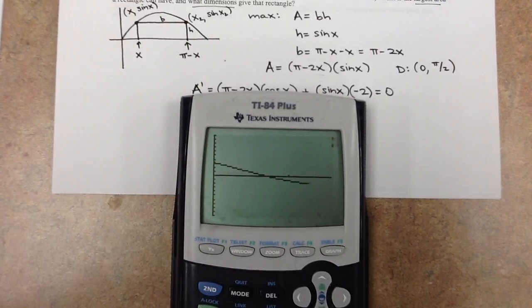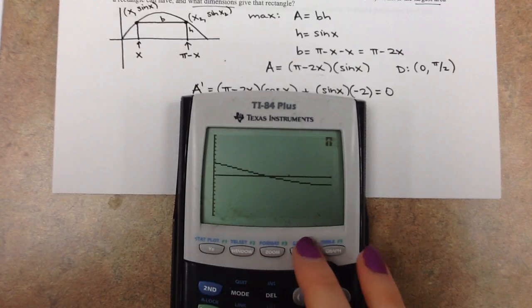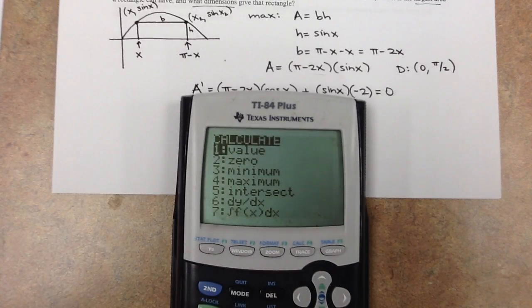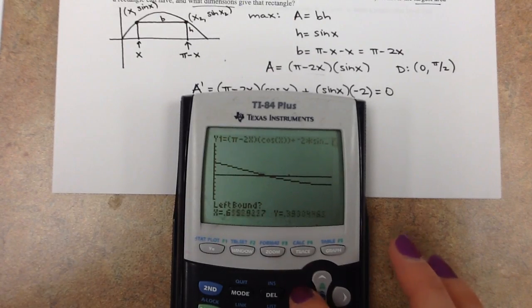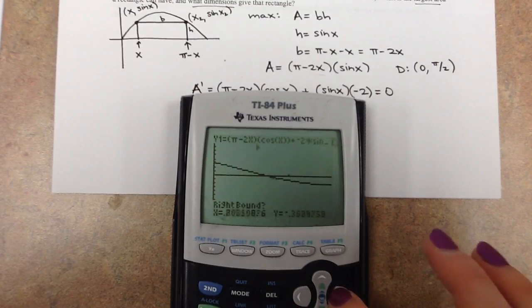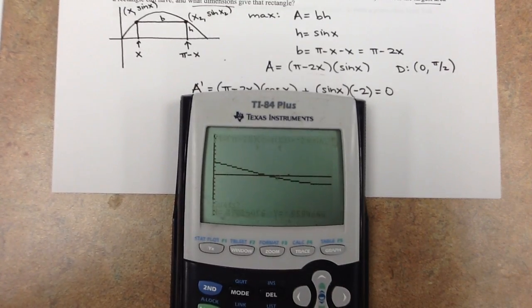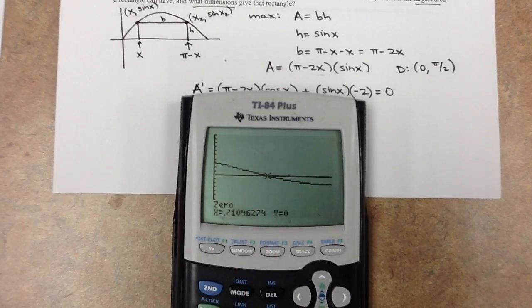So if we go for the 83 and 84, we hit second and then trace, which takes us to the calc menu. We're going to look at zero here as well. We want to get to the left, which means we want to get above the x-axis, hit enter, and then go to the right of the zero, so we end up down below. Okay, so we've got it does end up being 0.710.